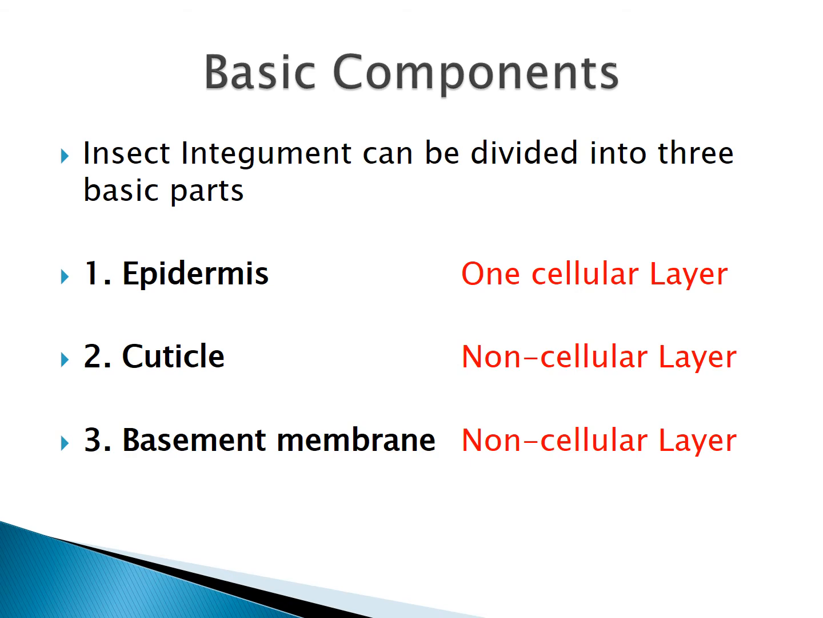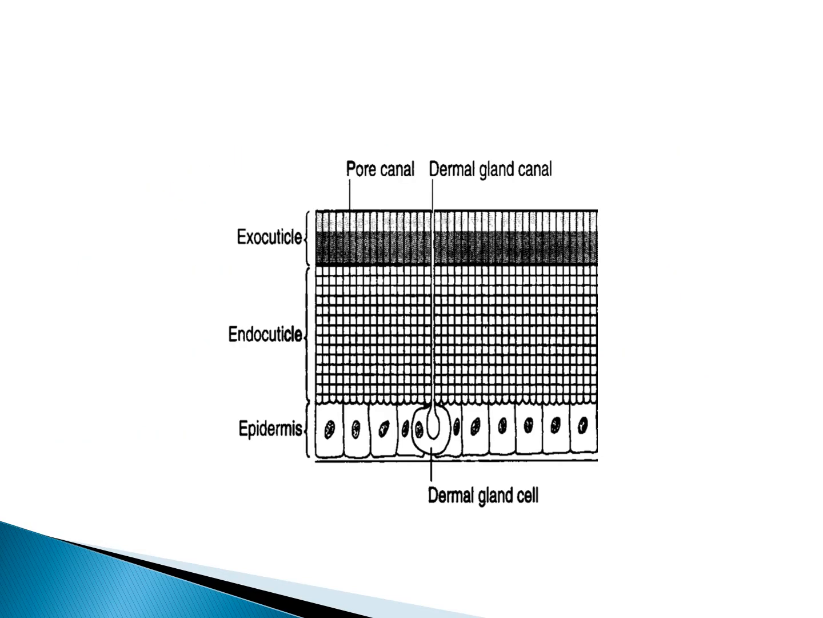Basic components of the integument: number one is the epidermis, which is one cellular layer, second is the cuticle, which is a non-cellular layer, and third is the basement membrane, also known as the basal lamella, which is also non-cellular.